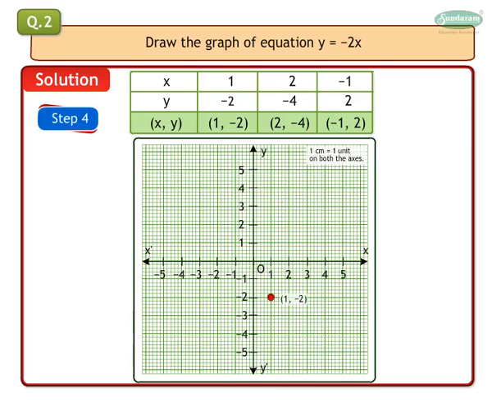Point (1, minus 2) will be 1 unit right of the origin and 2 units below the origin. Point (2, minus 4) will be 2 units right of the origin and 4 units below the origin. Similarly, mark the third point. Step 5. Join these points and extend the line in both directions. Remember, as usual, to write the equation of the line and the coordinates of the points on the graph paper.